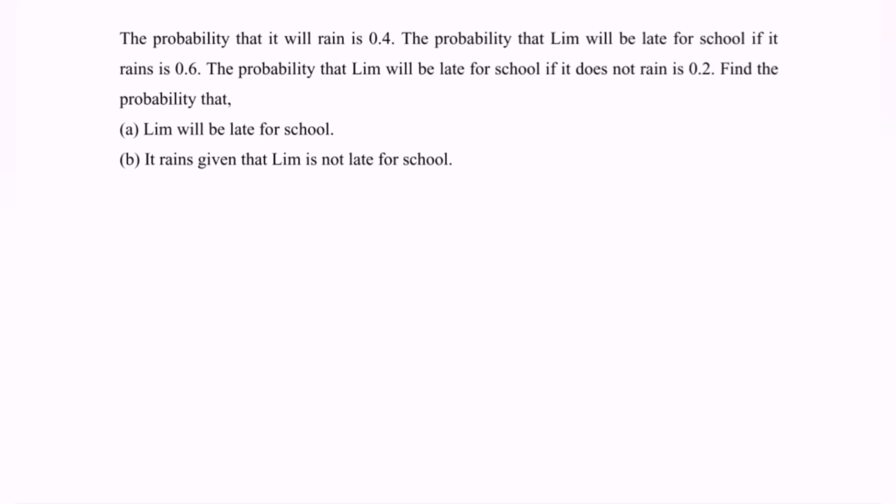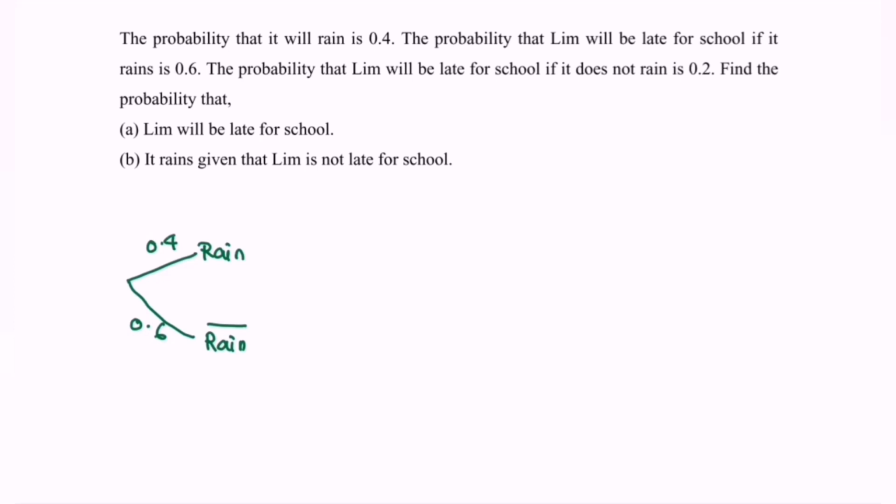So now we have a dependent situation. My suggestion is to represent the situation in a tree diagram. So let's have the situation rain. The probability if it will rain is 0.4. Next we have rain complement, which is 0.6.